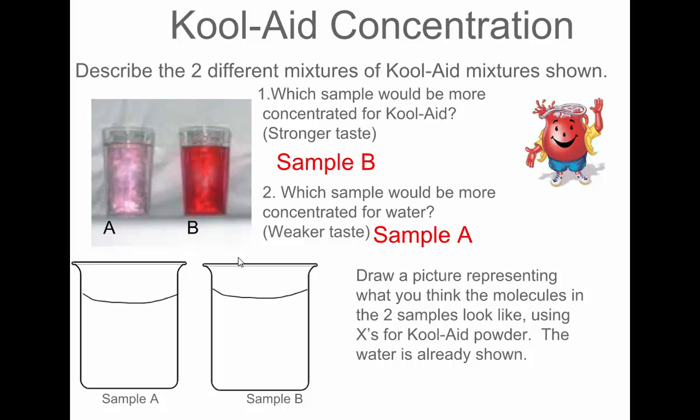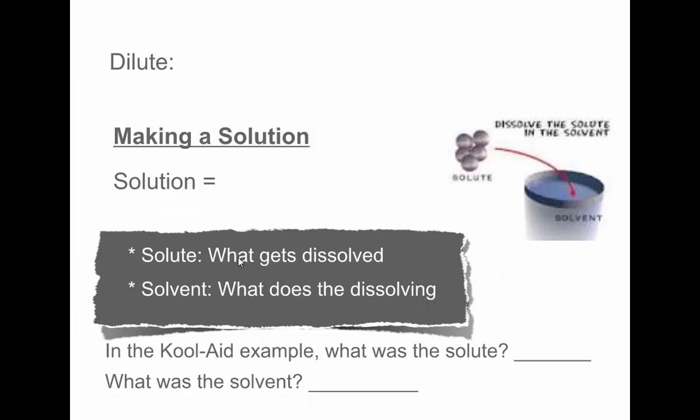If I were to draw the atoms of Kool-Aid powder in the samples, sample A would have less in the same amount of water, sample B would have more. So we say we have a higher concentration of Kool-Aid in sample B, which has a lower concentration of water. Sample A has a higher concentration of water. If we have more of the Kool-Aid powder, we have less of a concentration of water. So, some terms that we use.